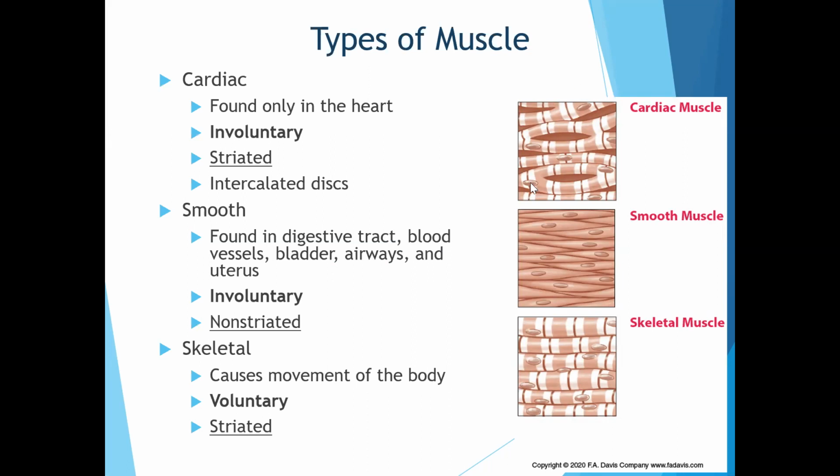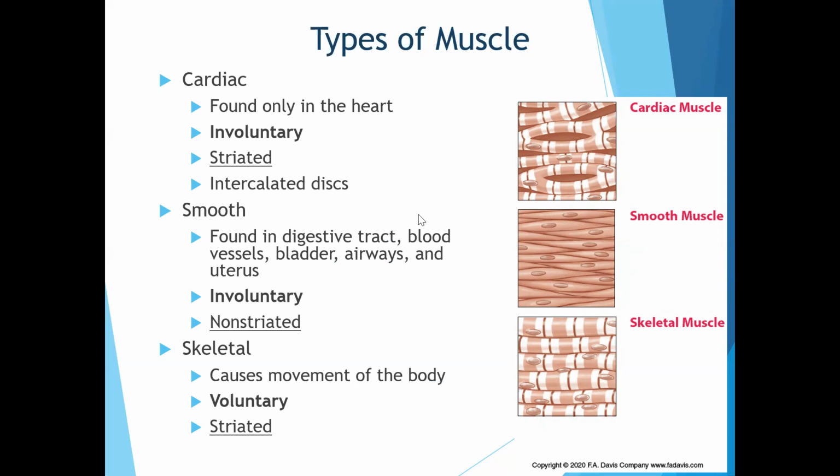The intercalated discs help the signal spread evenly so that the heart works as a team. Smooth muscle is called smooth muscle because it's non-striated, so there are no stripes here. This again is involuntary. We don't consciously activate our smooth muscle. It's found in areas that need to keep food or stuff moving, like your digestive tract, blood vessels, your bladder, airways, and your uterus is another example.